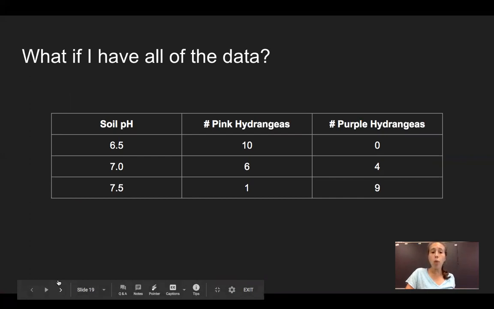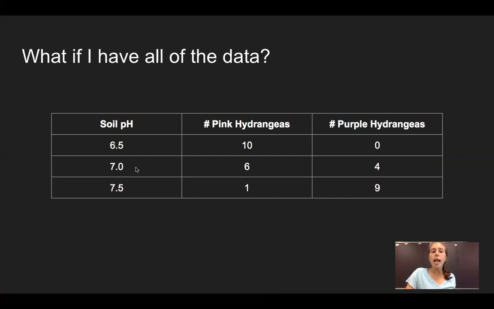Okay, so here's all my data. In the 6.5 plot of land, I had 10 pink hydrangeas and no purple hydrangeas. In my 7.0 plot of land, I had 6 pink hydrangeas and 4 purple hydrangeas. And in my 7.5 plot of land, I had 1 pink and 9 purple. Of course, this makes me think that the lower the pH, the more pink hydrangeas, but I cannot say that this is proof for a lower pH leading to more pink hydrangeas.